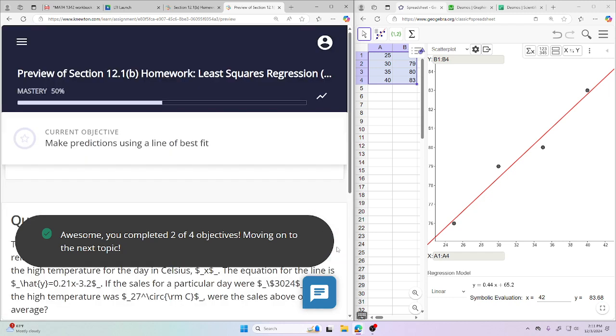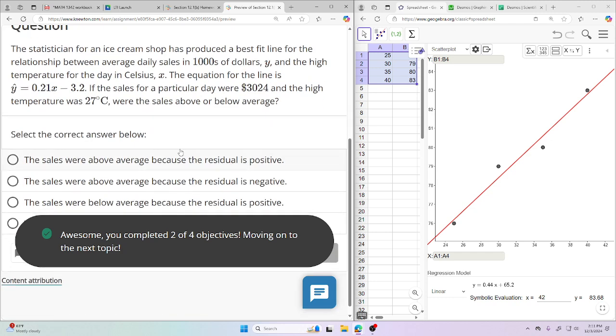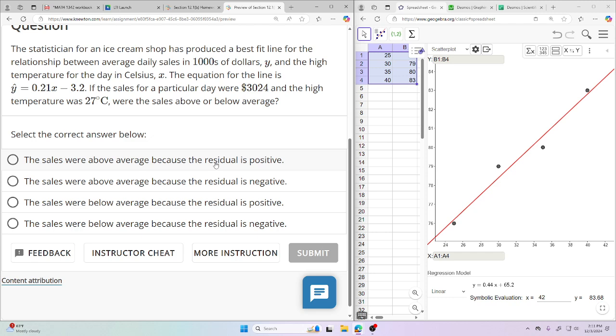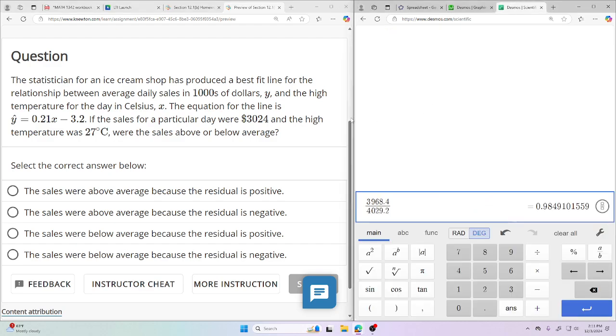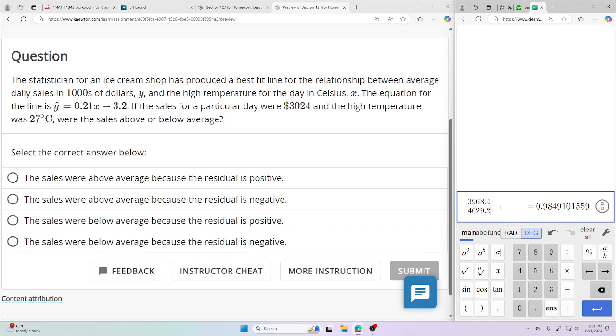Cool. All right, cool. Oh, this is the residual stuff. Oh man. All right, so I'm going to use some Desmos Scientific on this stuff because honestly, I just don't know what they're wanting sometimes. So here we go. This throws me for a loop every time. So the equation we have is this guy, and it says on a particular day we got this much, and we had this much temperature. Were they above or below? So I'm just going to put in my formula just as I see it.